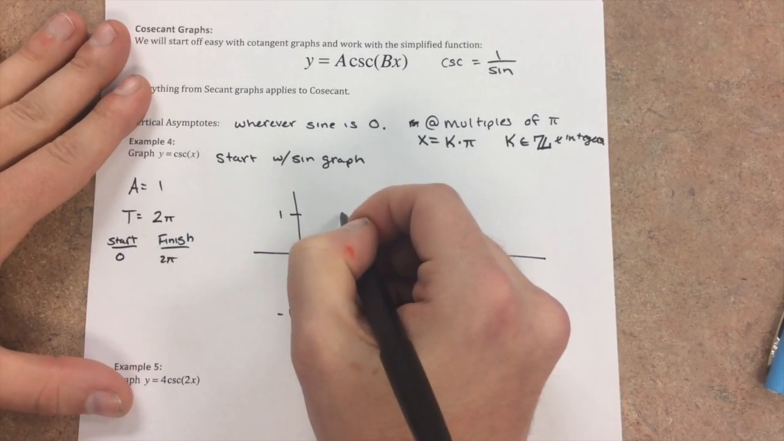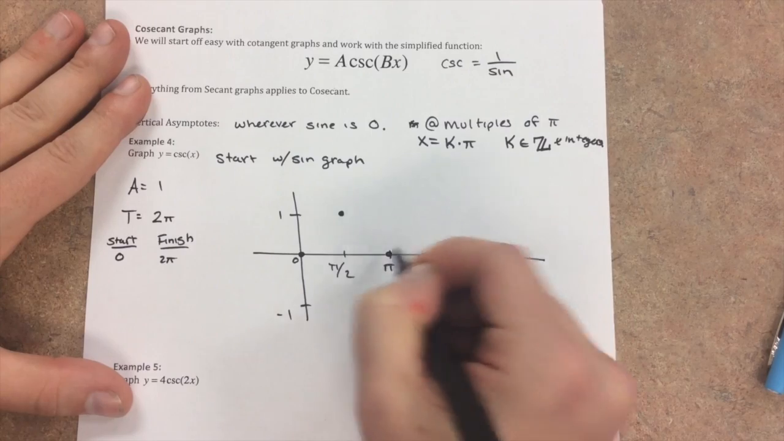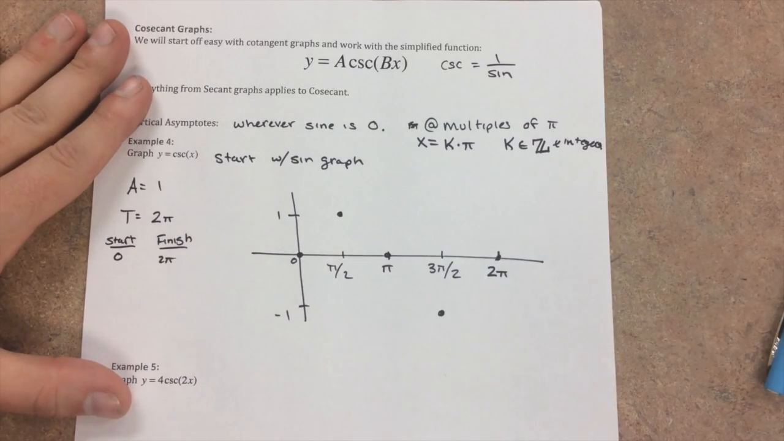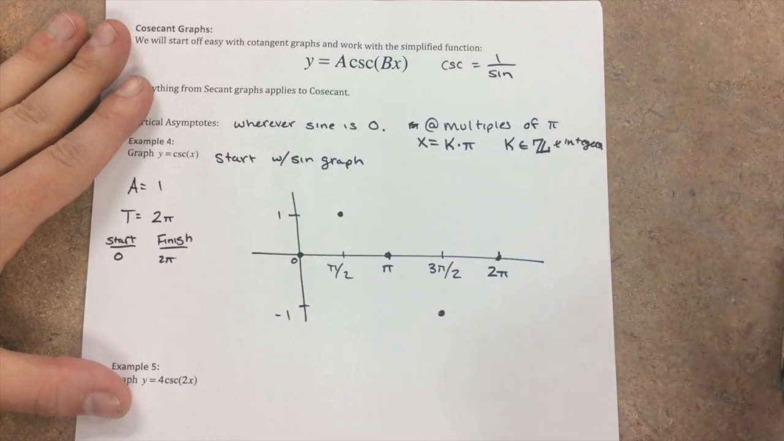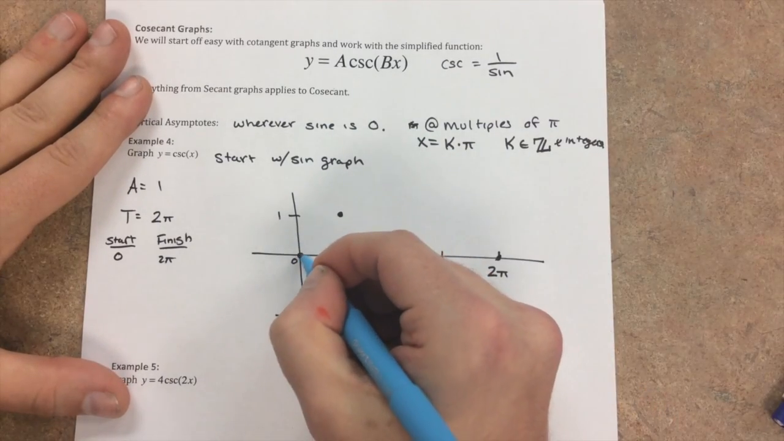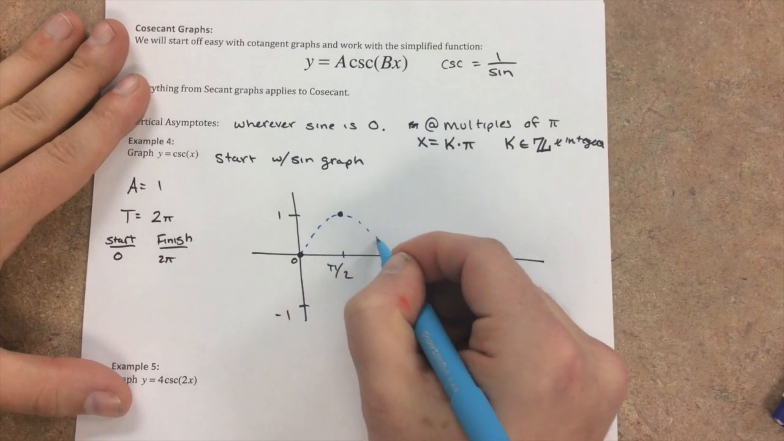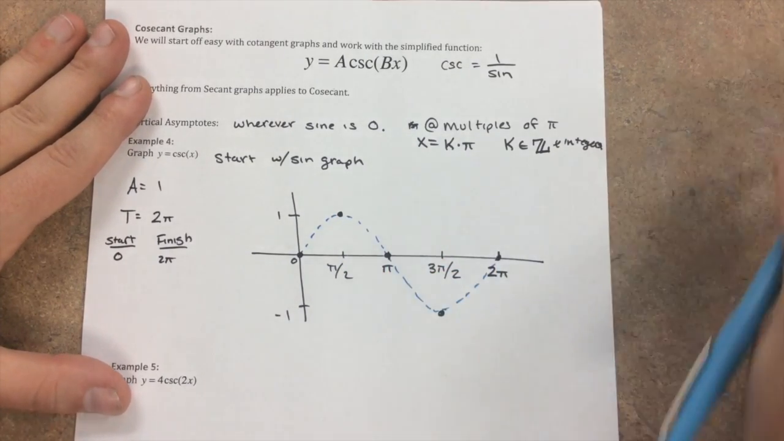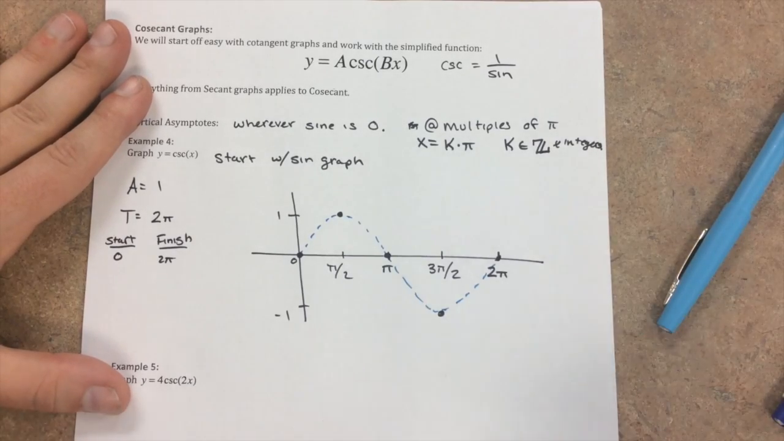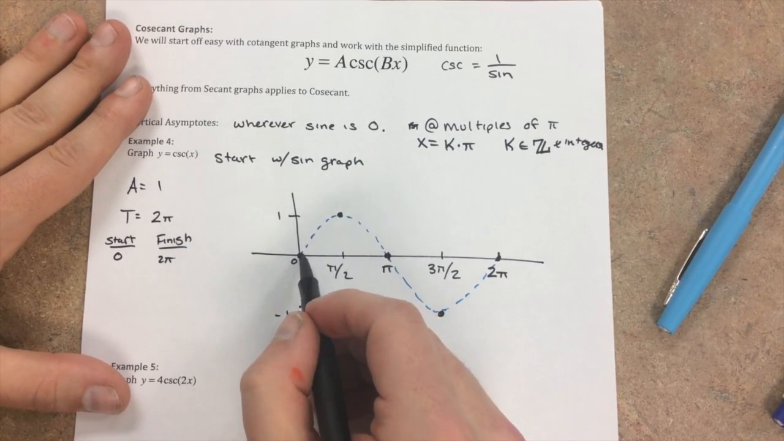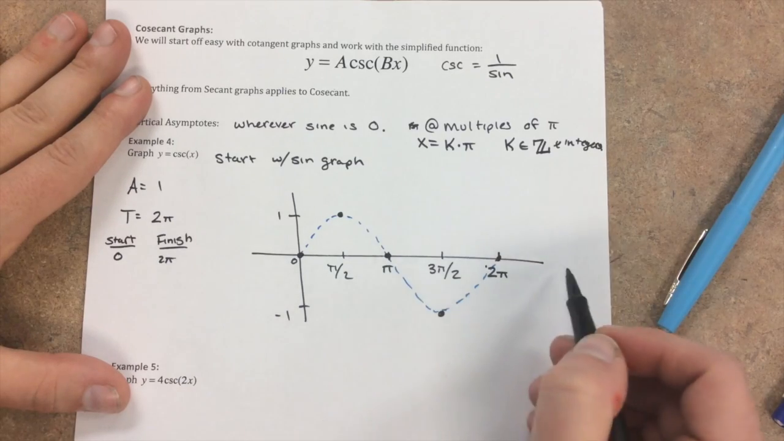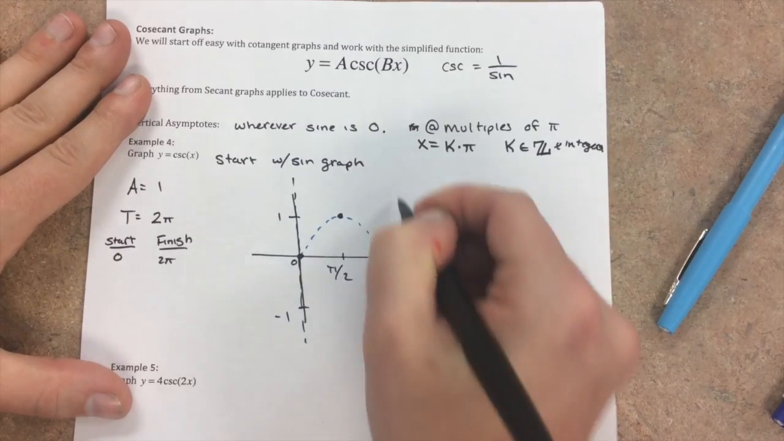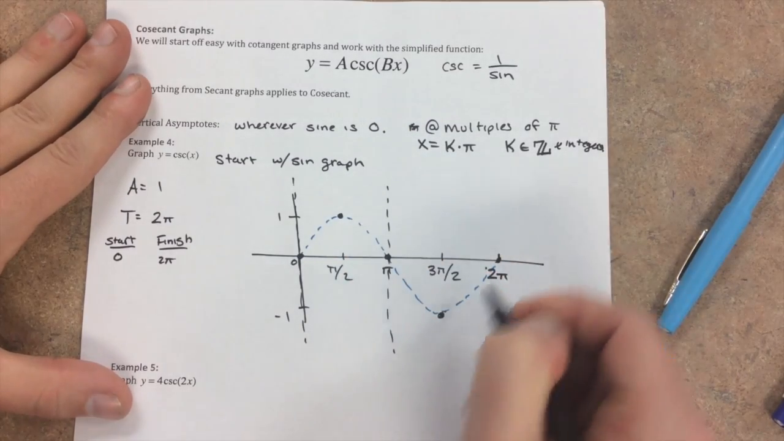Sine of 0 is 0, sine of pi over 2 is 1, sine of pi is 0, sine of 3 pi over 2 is -1, sine of 2 pi is 0. So with our lighter color, we're going to draw in our dashed sine curve just so we see that we get here. Since sine is 0 at 0, pi, 2 pi, and the next ones would be 3 pi, 4 pi, cosecant is going to have vertical asymptotes where sine is 0.